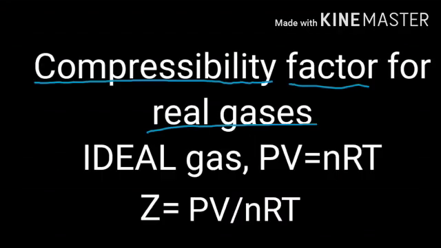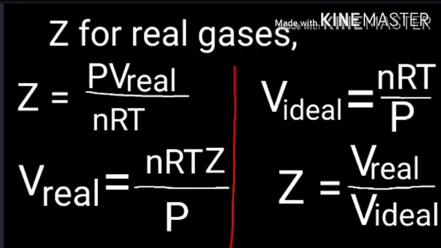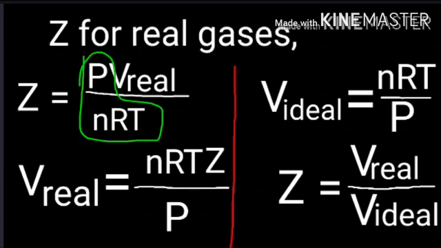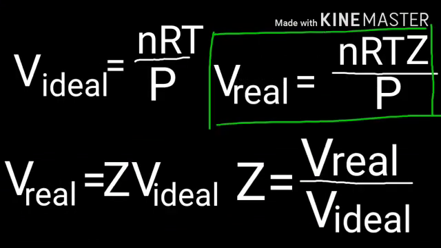Next, we will see compressibility factor for real gases. Already we know compressibility factor for ideal gases is equal to PV by nRT. For real gases, we substitute V real instead of V in the Z ratio. So, Z equal to P V real by nRT. In this, the right side part P by nRT goes to the left side. So, V real is equal to nRT Z by P.